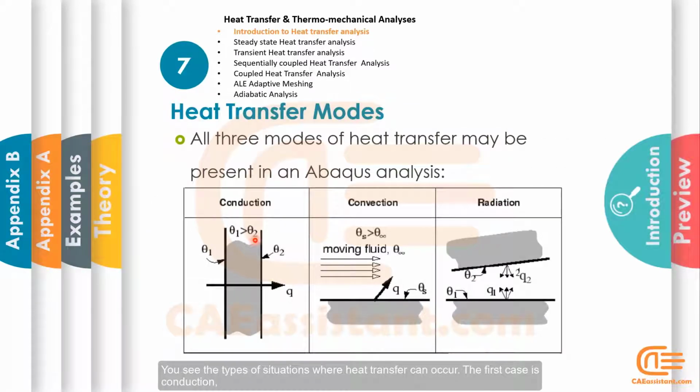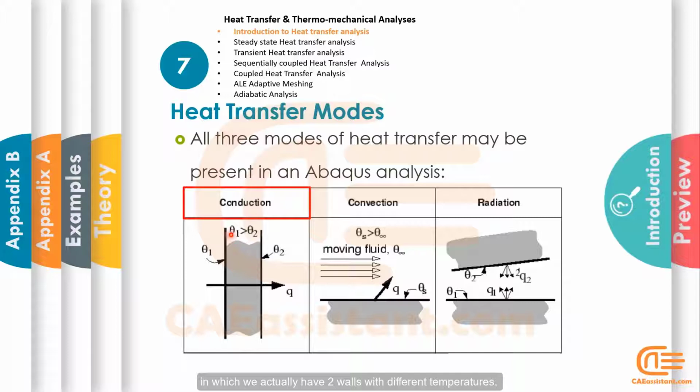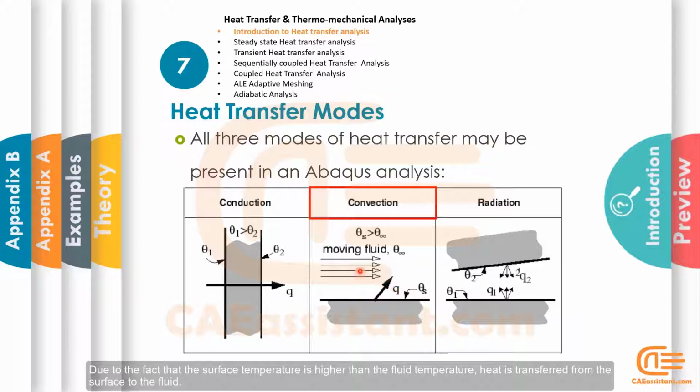You see the types of situations where heat transfer can occur. The first case is conduction, in which we actually have two walls with different temperatures. And heat is transferred from the wall with the higher temperature to the wall with the lower temperature. In the second case, heat transfer occurs between a solid surface and a fluid. Due to the fact that the surface temperature is higher than the fluid temperature, heat is transferred from the surface to the fluid.